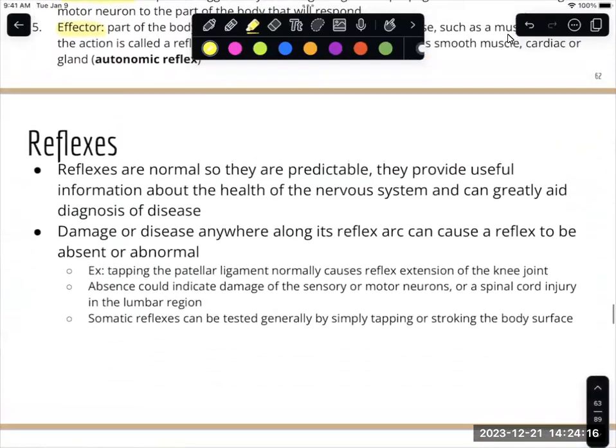Since reflexes are a normal response, they are predictable. So this is how we can determine if there's some kind of damage or disease to the nervous system. Like that patellar reflex, if it is absent, it could be there's damage to the sensory or motor neurons, or there's damage in the spinal cord.